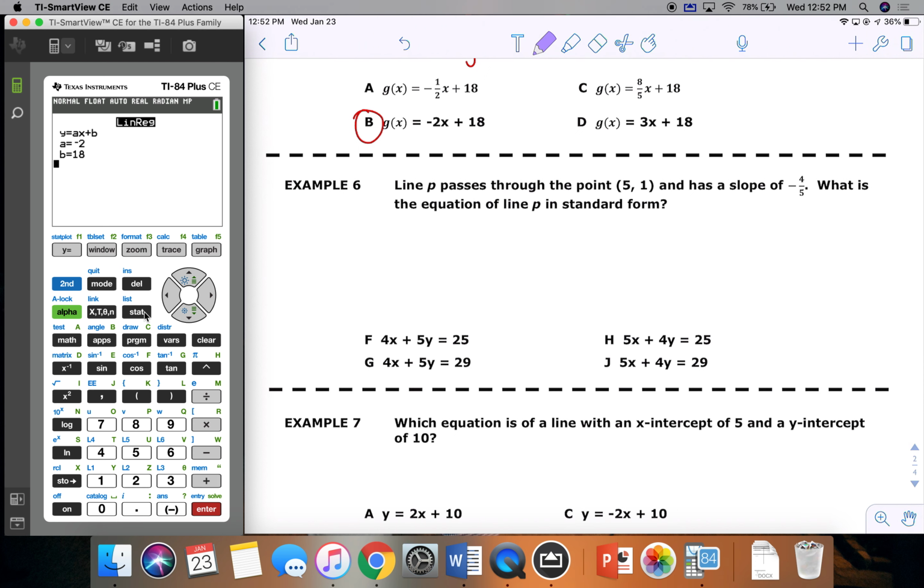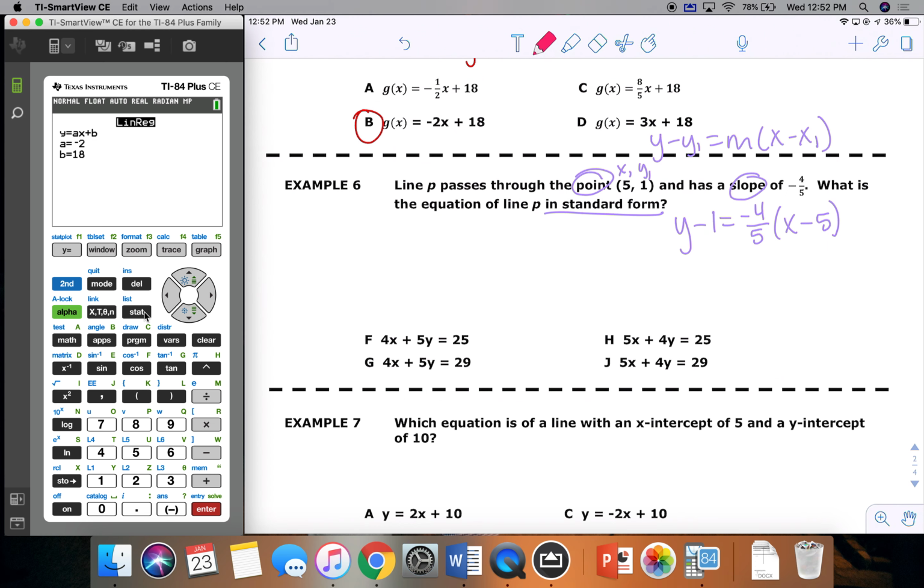Example 6, we are given a point 5, 1 and a slope -4/5, and they ask for standard form. So first, because I have a point and a slope, I'm going to plug into point slope, which we already wrote on this paper. So y minus y1, which is 1, equals my slope, x minus x1.